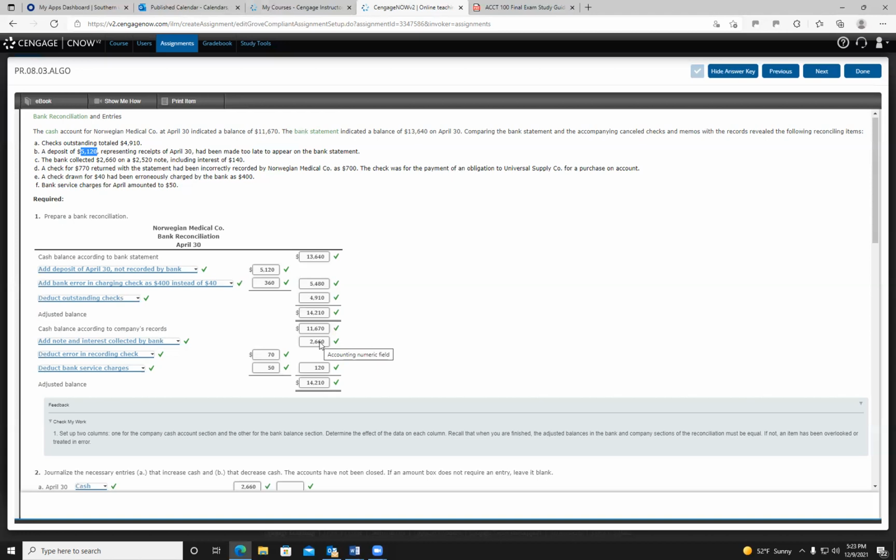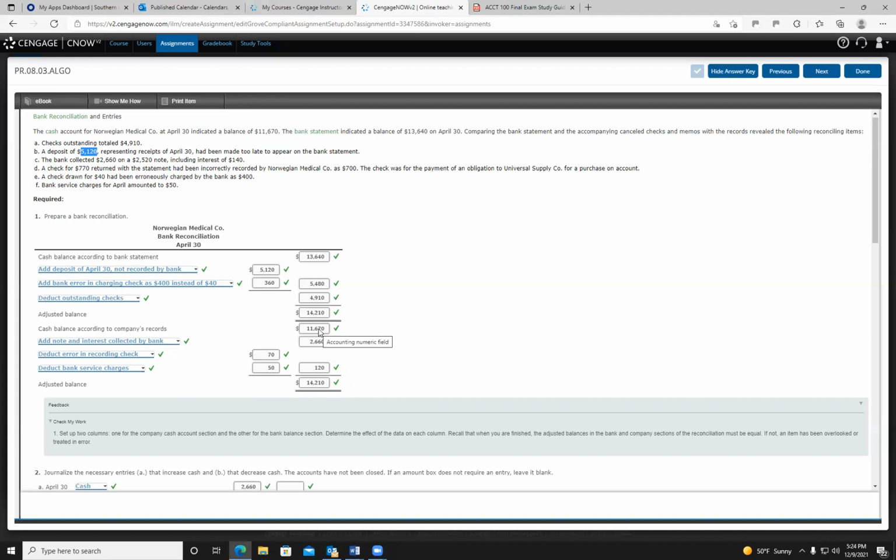Now, a check for $770 was returned with the statement, but it had been incorrectly recorded as $700. So we have to deduct that error out. In other words, the check was for $770, but we recorded it on our books for only $700. That was our error. So we've got to further deduct from our account that $70 that we didn't originally record when we reported that check. And then we have to deduct out the $50 bank service charge.